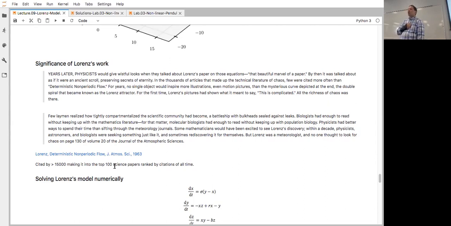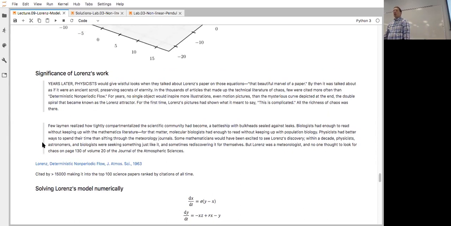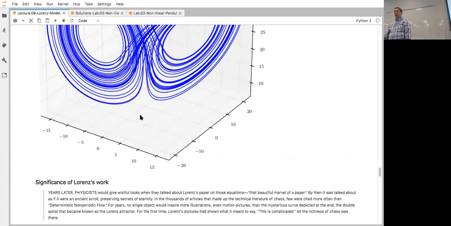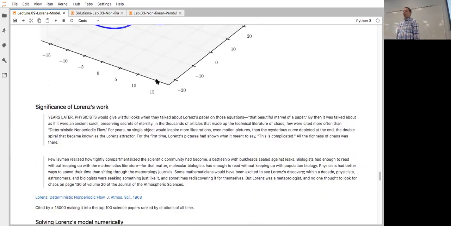For years, no single object would inspire more illustrations, or even motion pictures, if you've seen those, than the mysterious curve depicted at the end of the double spiral that became known as the Lorenz attractor. For the first time, Lorenz's pictures had shown what it meant to say, this is complicated. All the richness of chaos was there.